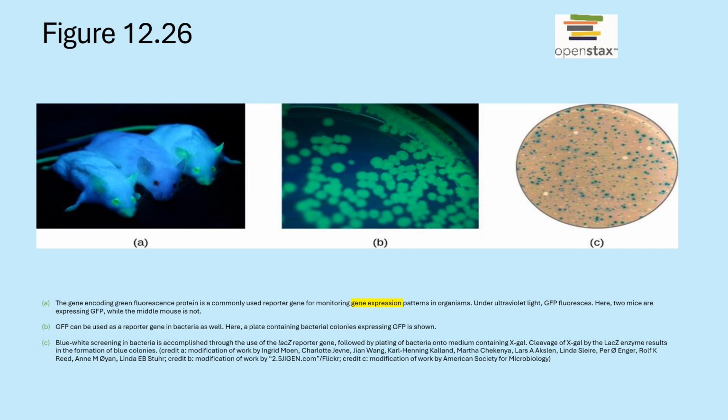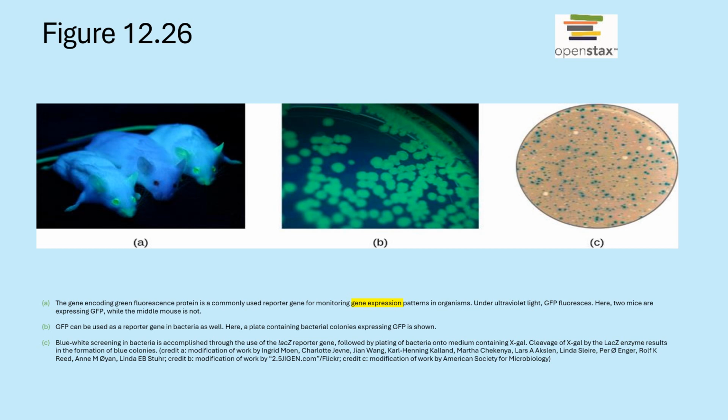Sometimes for gene expression, in other words, to see whether a gene is turned on, they will add a certain protein that makes it very easy to see. Because sometimes it's hard to tell whether the gene's turned on or not. So a very common thing that they will use is green fluorescent protein, referred to as GFP. In these pictures, it just shows some examples of it.